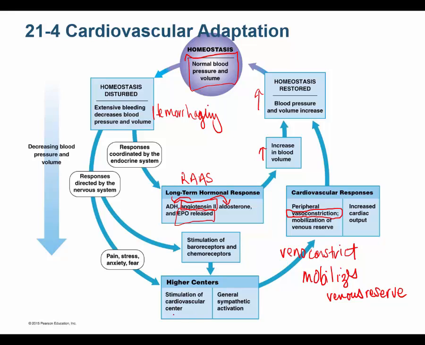What else do we do? Well, we stimulate the cardiovascular center to increase heart rate and cardiac output. And you know that the sympathetic nervous system does that. So these things are going on. All of this returns us to normal blood pressure and normal blood volume. Okay, so that's a cardiovascular adaptation.